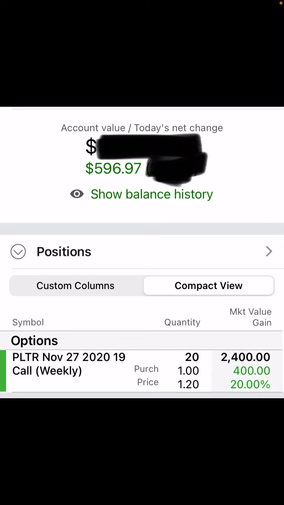I put a call on PLTR expiring November 27th, and then I put a $19 call for $1. I purchased the price for $1 right here. So I bought 20 shares, 20 contracts. So you multiply those by 100 for every share. And then as the price was going up, it went up to 120. I cashed out right here.